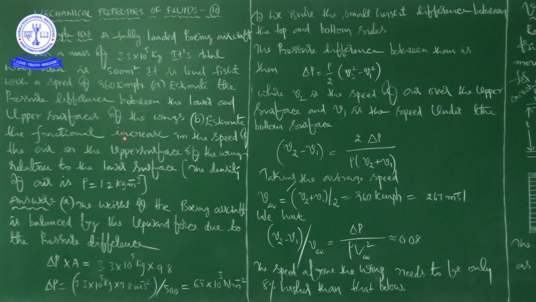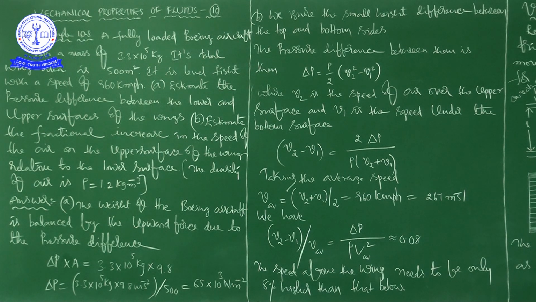Okay, see here. First, see the example, that is 10.8. A fully loaded Boeing aircraft. I think you might have seen this Boeing aircraft, which carries huge luggage. If you take either luggage or human in terms of mass, it carries heavy mass. A fully loaded Boeing aircraft has a mass of 3.3 into 10 to the power of 5 kg. Its total wing area is 500 square meter.